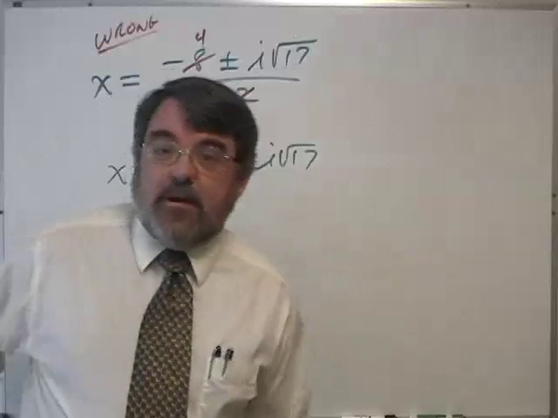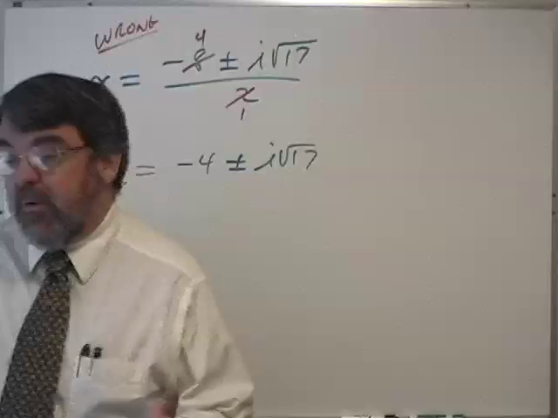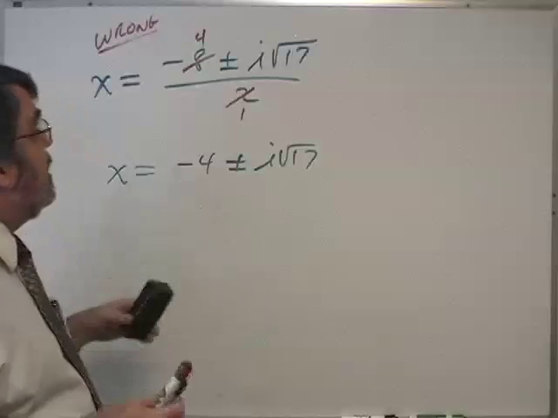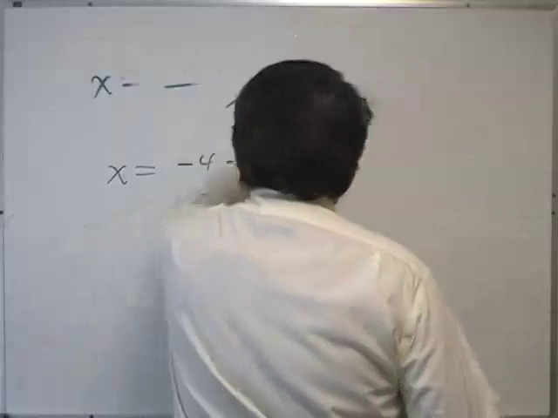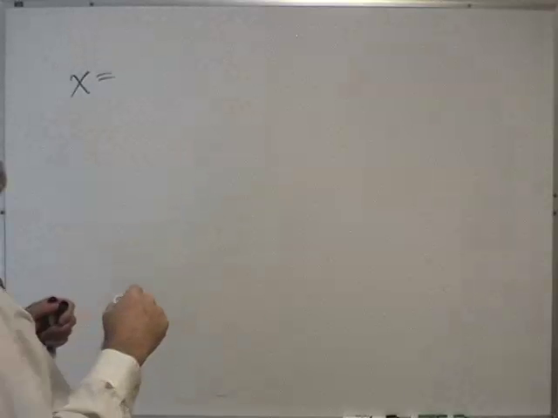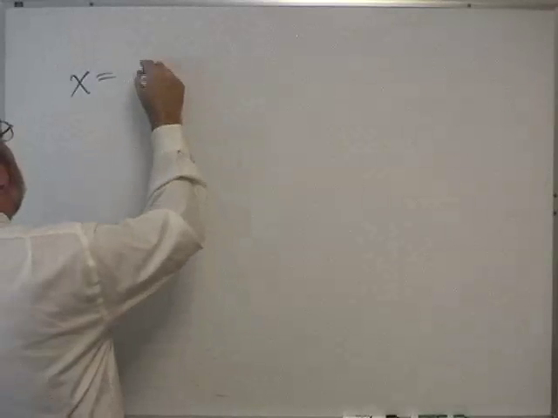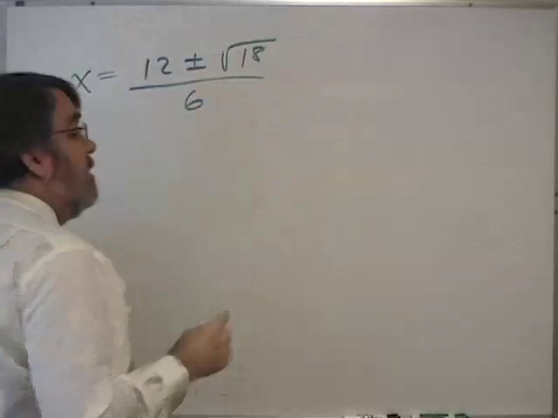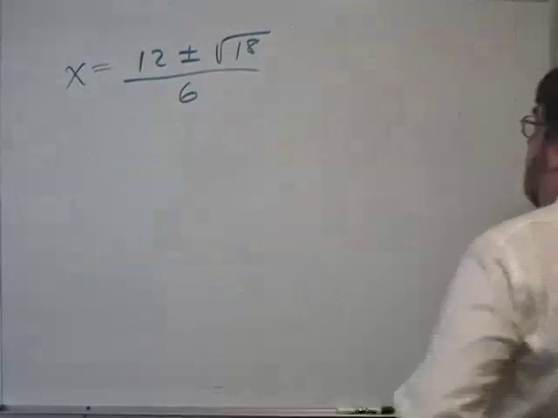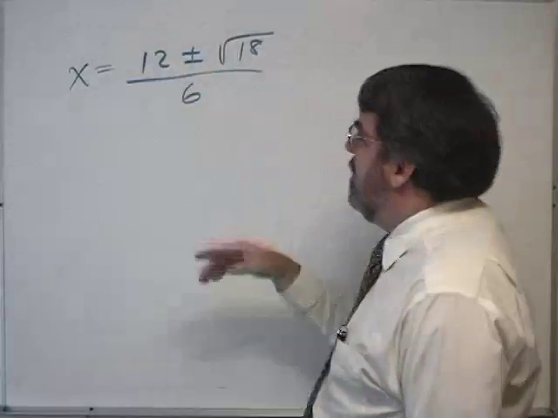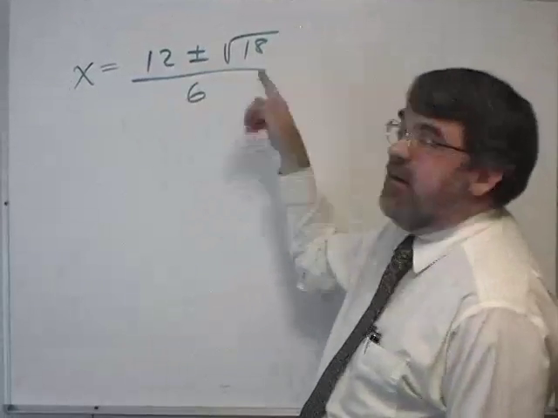So let me give you a couple of examples of simplifying when you can simplify. And incidentally, this answer could not have been simplified. So, all right, suppose we get this kind of a result: x equals, let's see, 12 plus or minus the square root of 18, over 6. Well, another common mistake is to cancel the 6 into 12 and into 18.